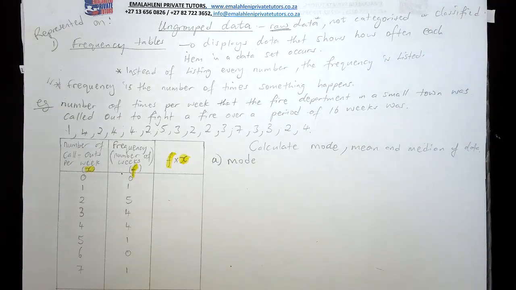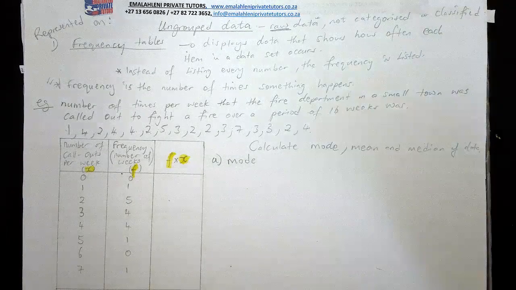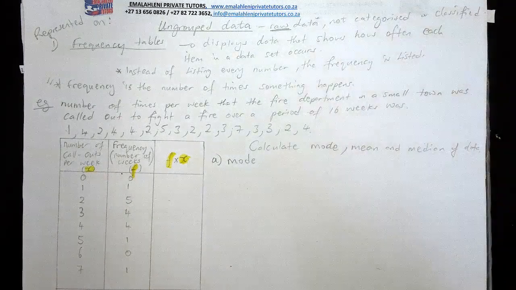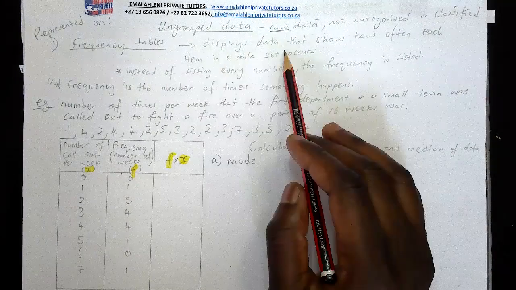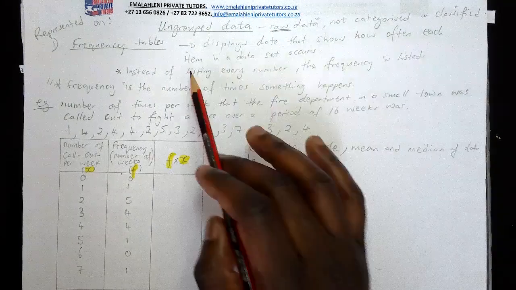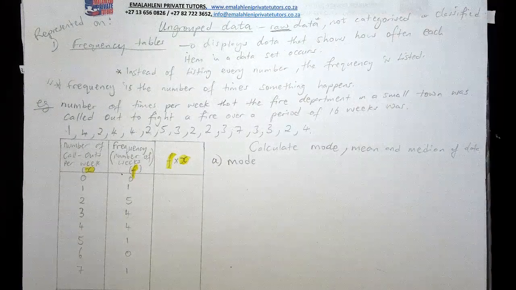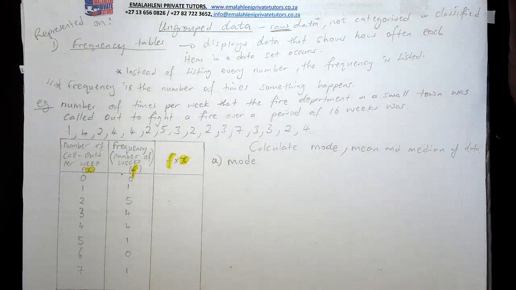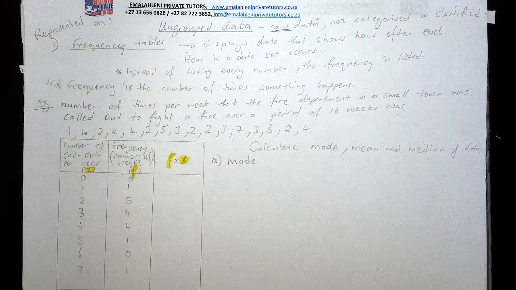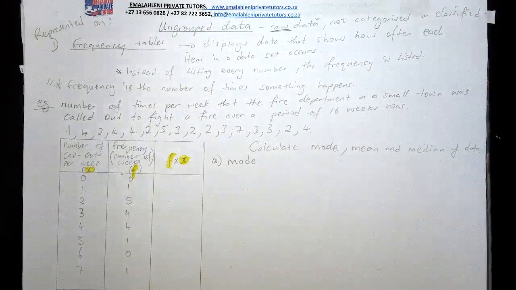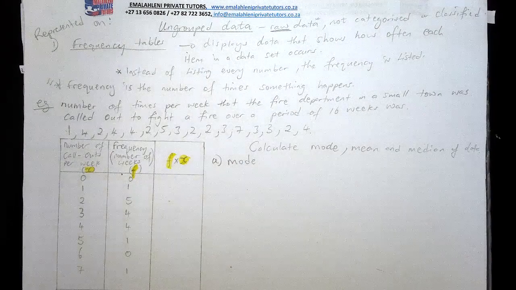Now, we're going to look at this data represented on what we call a frequency table. A frequency table displays data that shows how often each item in the data set occurs. So let's say there are marks for students, we check, okay, 25, how many students got 25? That will actually be the frequency. Frequency is the number of times something happens. How many of the students got the 25 mark?